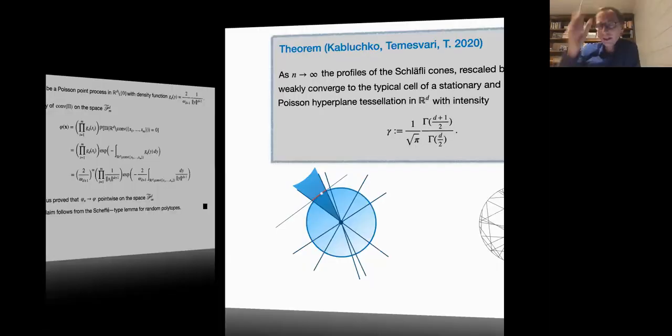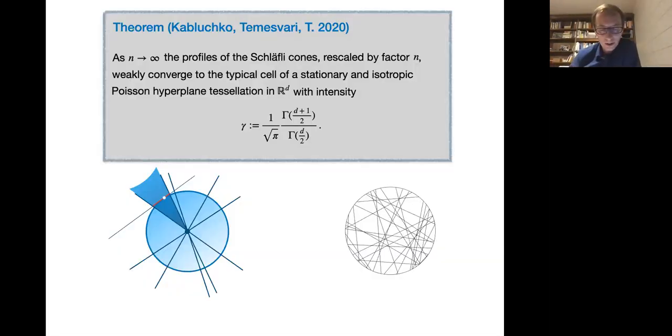So just as a take-home message, these Schläfli cones are nice objects. And the profiles of these Schläfli cones converge, if you rescale them appropriately, to a very classical object from stochastic geometry, namely the typical cell of a stationary and isotropic Poisson hyperplane tessellation with a certain intensity.